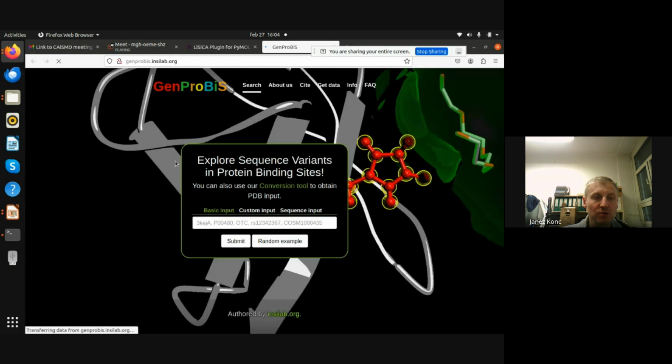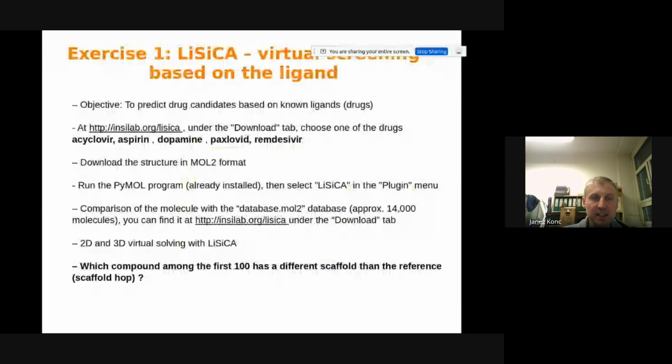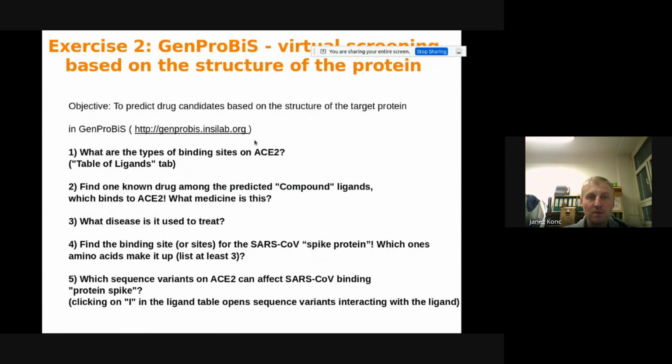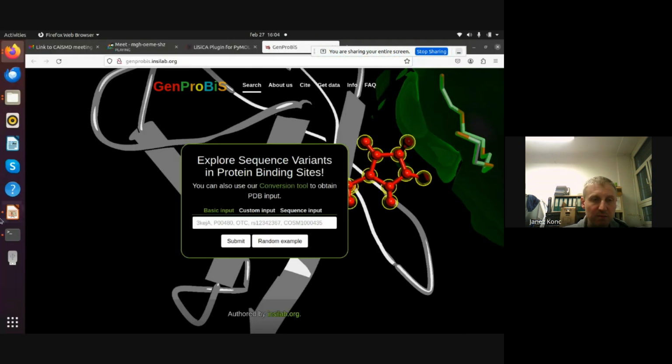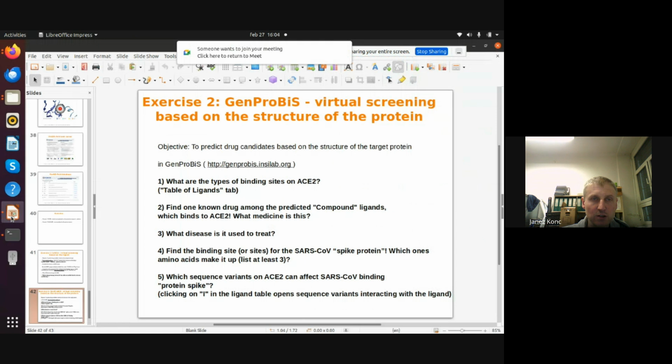And we are going to do something else here. We are going to go to exercise number 2. I'm just going to show it like this. Exercise number 2. Here we are going to try virtual screening based on the structure of the protein, and our objective will be to predict drug candidates based on the structure of the target protein in ProBis.